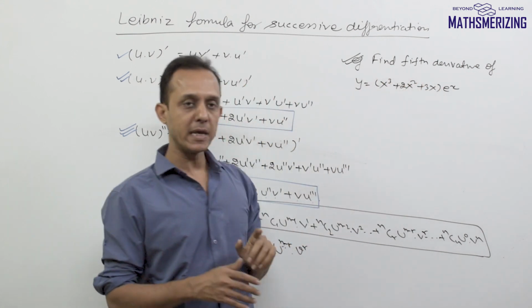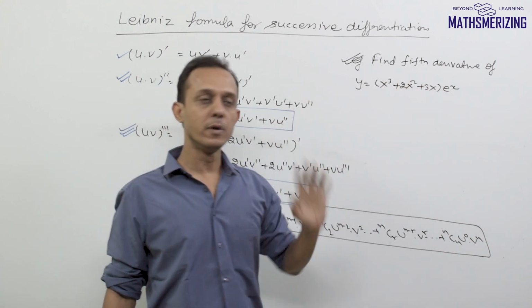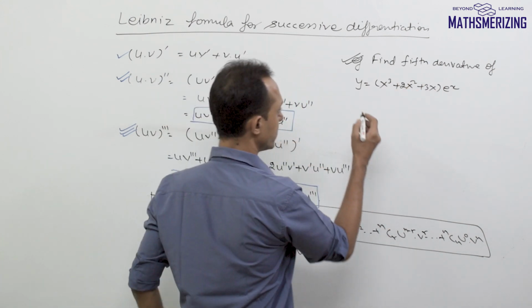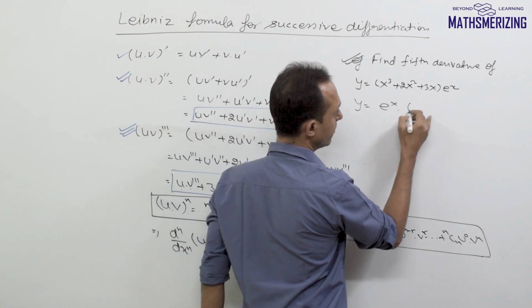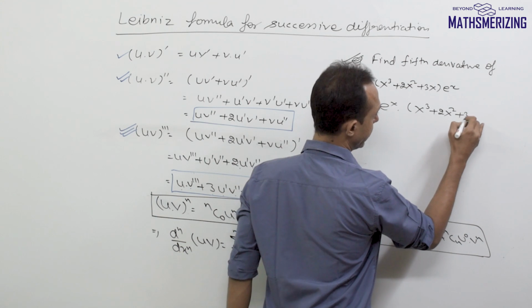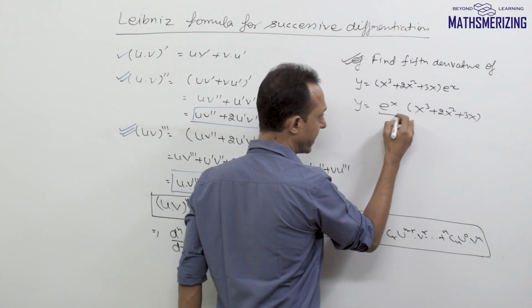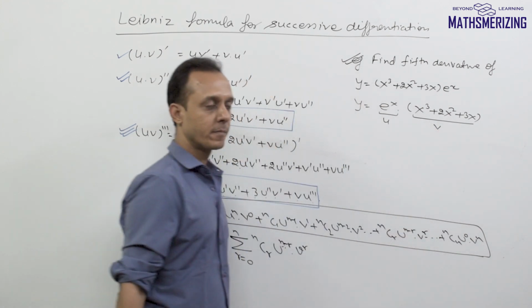So we'll straight away take up a question: find the fifth derivative of the function y equals x cube plus 2x square plus 3x into e to the power x. Actually I'll write it as y equals e to the power x into x cube plus 2x square plus 3x, and I'll take this e to the power x as u, and I'll take this function as v.